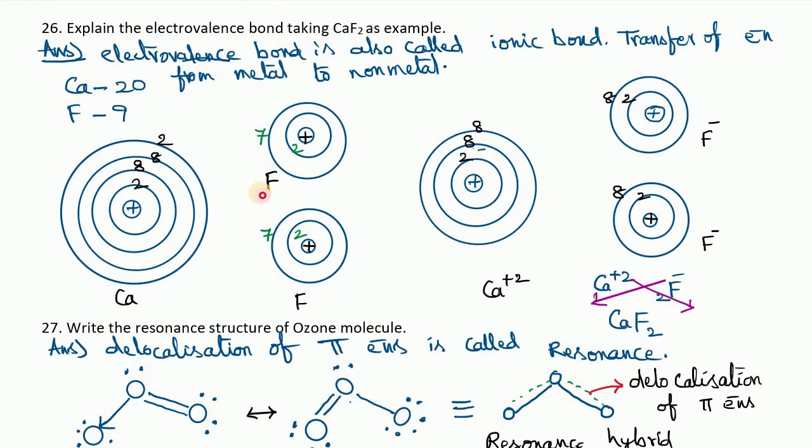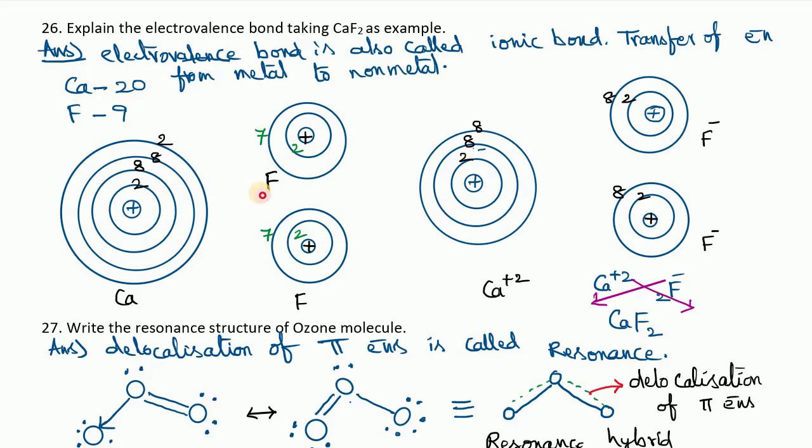Explain the electrovalence bond. Electrovalence bond means ionic bond. What is ionic bond? Transfer of electron from metal to non-metal. Okay. So now there is a bond formation between calcium and fluorine. So what is that? CaF2. How many calcium atoms are there? 1. How many fluorine atoms are there? 2. Calcium atomic number is 20. Right. Fluorine atomic number is 9. So write the electronic configuration of calcium.